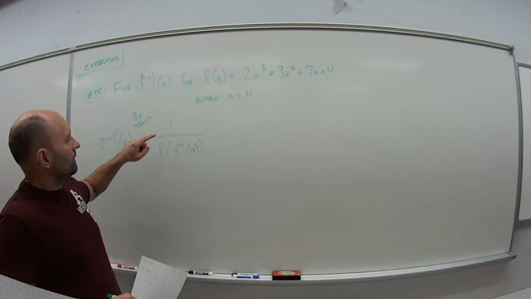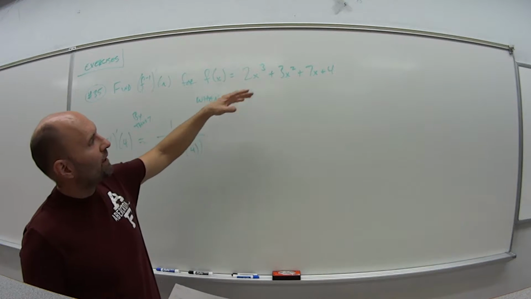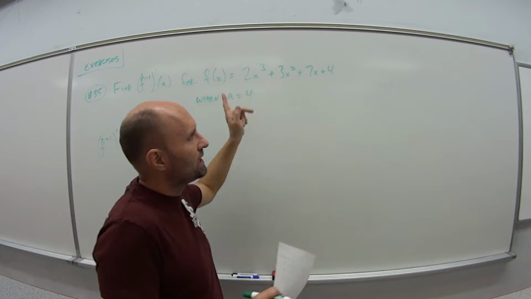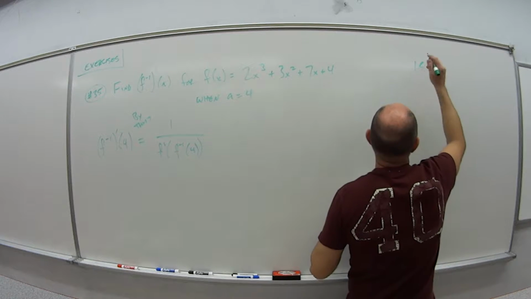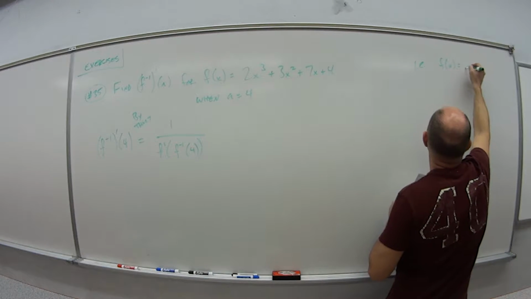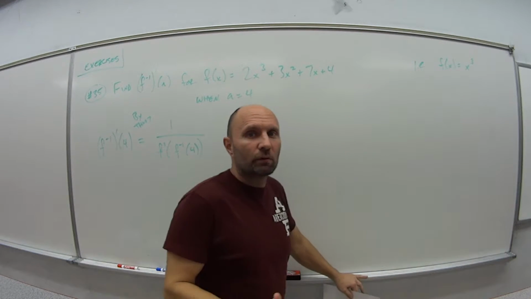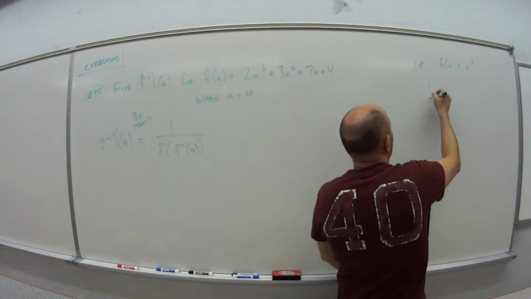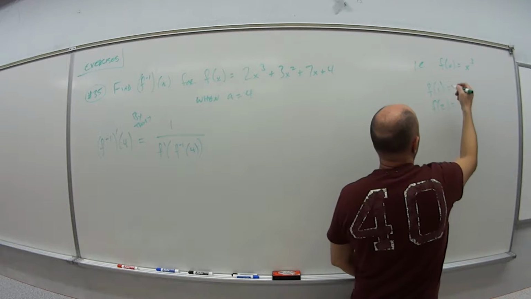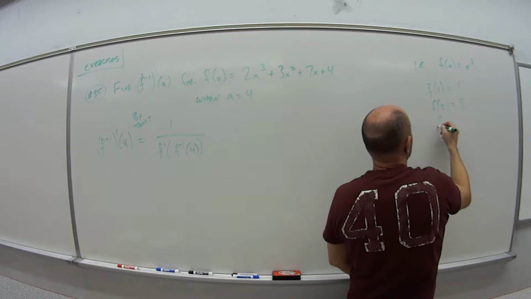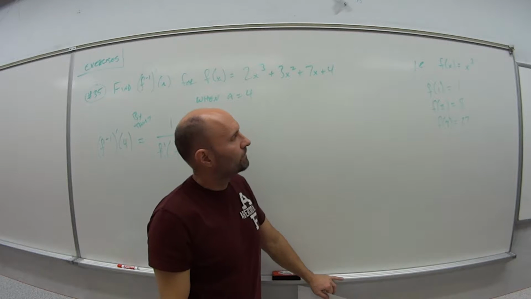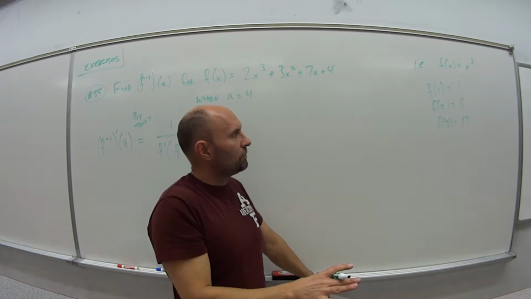So f inverse of 4. I don't necessarily, and it would be extremely difficult to try to find the inverse function here. But let's say that, kind of taking a side trip here, f of x is equal to x to the third. So f of 1 is what? Well, it's 1. F of 2 is what? 2 to the third power is 8. F of 3 is what? 3 to the third power, 27, and so forth. So that's the function value.